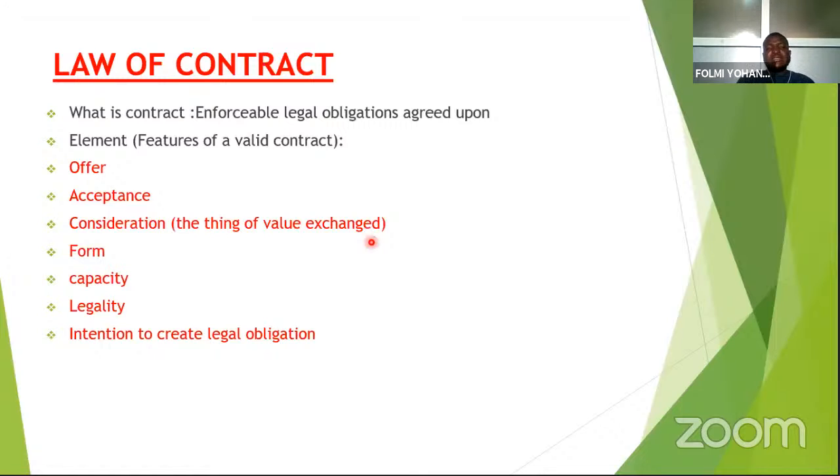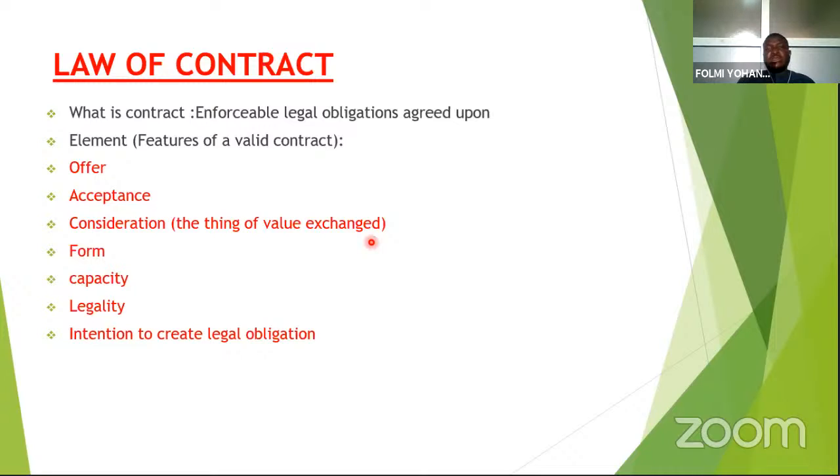When I say offer, there must be a party making an offer. Mr. Johnson and Mr. John want to go into a transaction. Mr. Johnson has a Mercedes he wants to sell to Mr. John, and Mr. Johnson must offer to sell that car. Or sometimes it's the other way around. The person who intends to buy will ask, how much do you want to sell your car? So it's an offer. It can be either way.